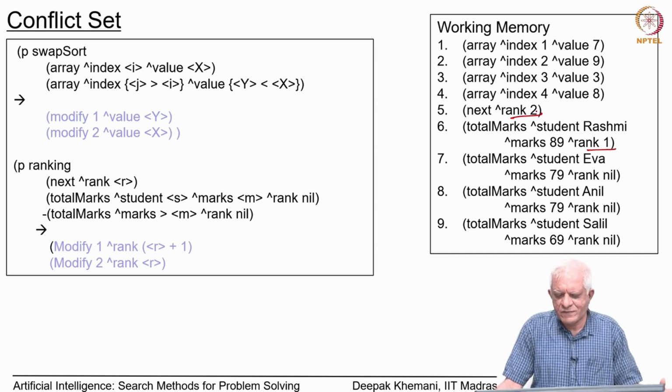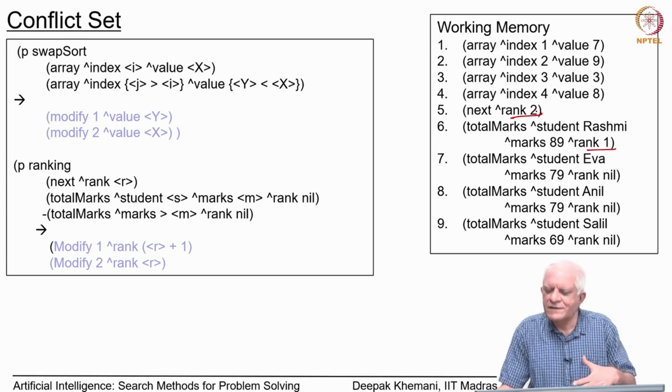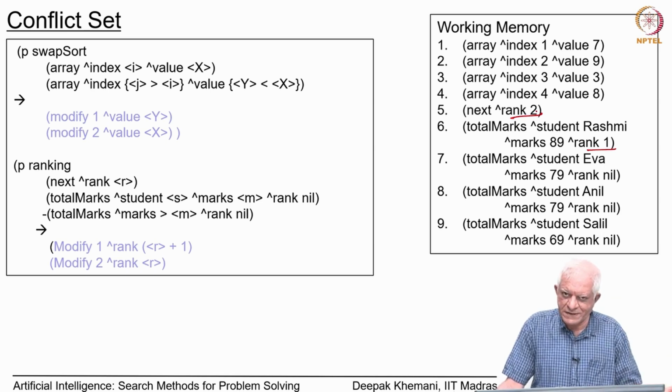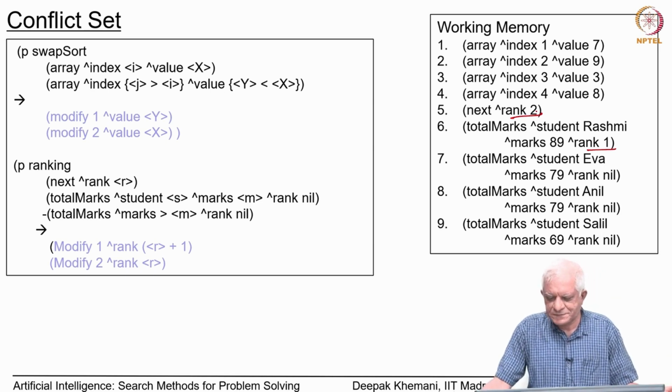What is the conflict set? Let us say these are the only 2 rules in our system and this is the only data. The conflict set says which instances of these rules are matching and with what data essentially.